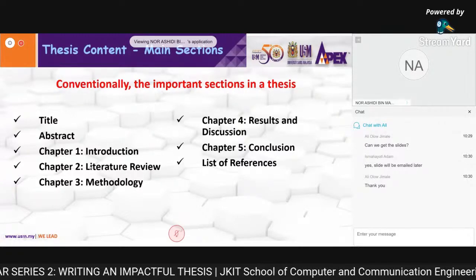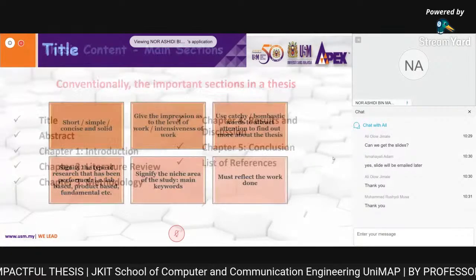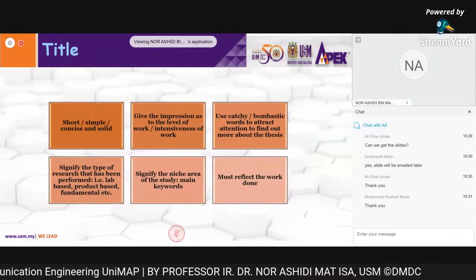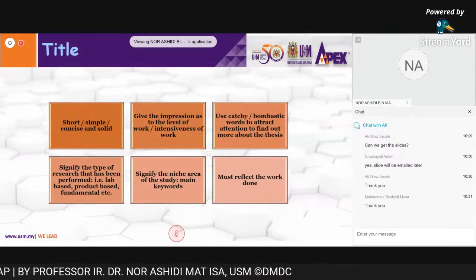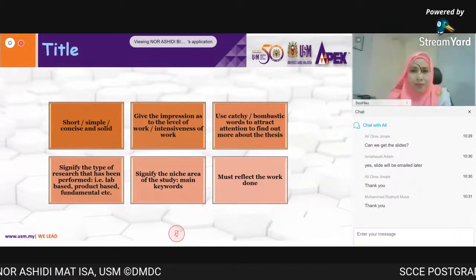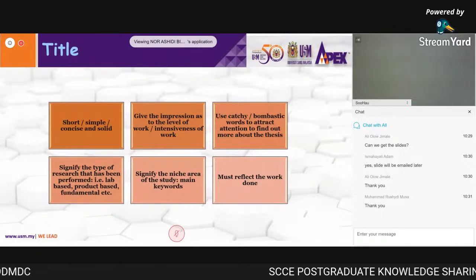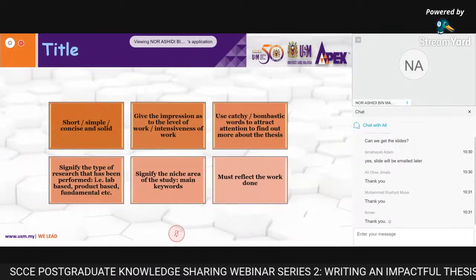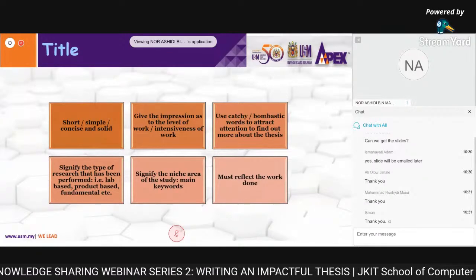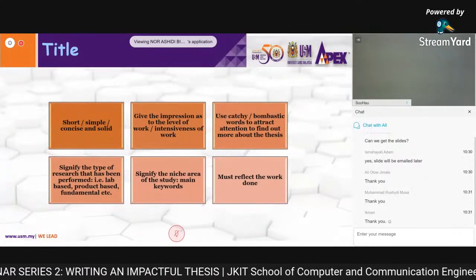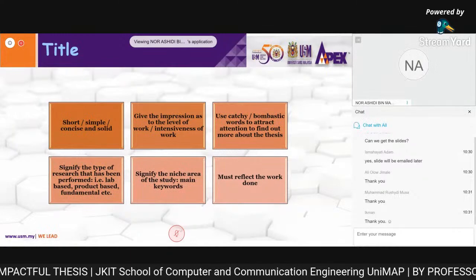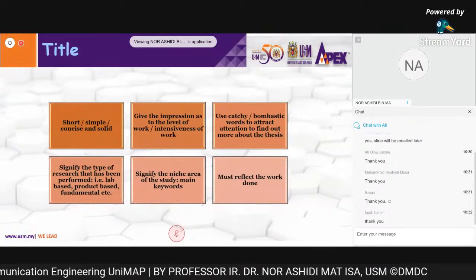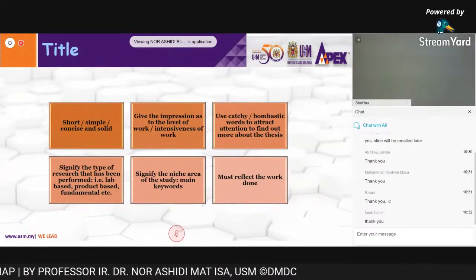Okay. Now title. Please, if possible, try to have a short, simple, concise, and solid title. The title will give the first impression to the readers, to the examiners, about the whole thesis. When examiners read the title, they know that these are the research areas to be covered by the student.